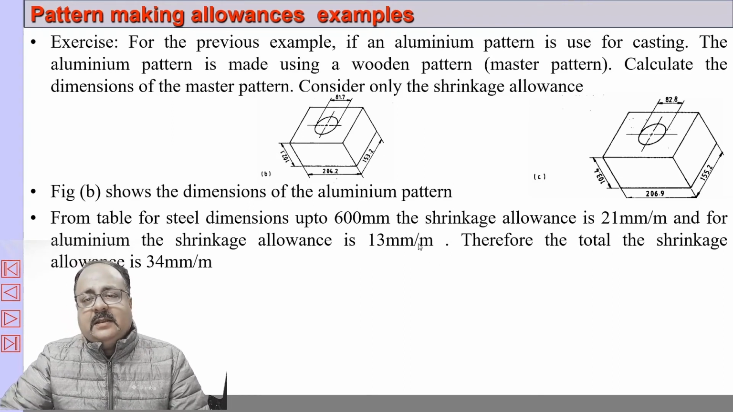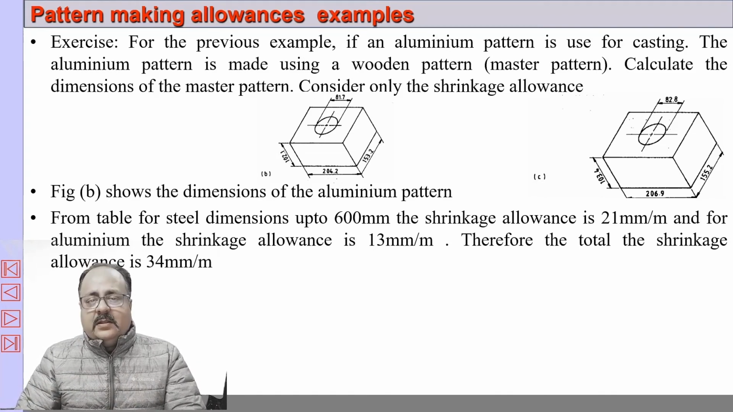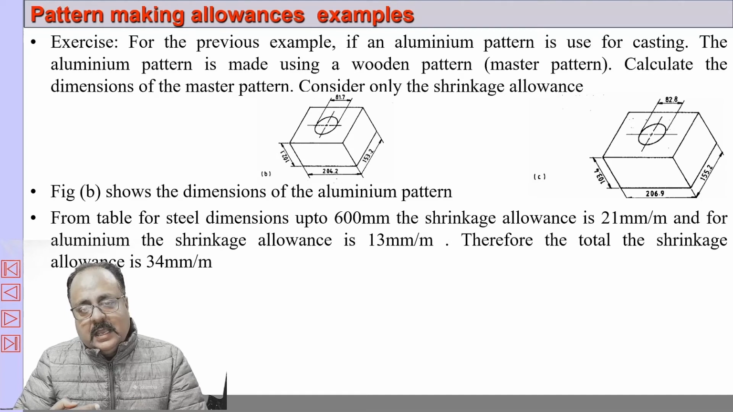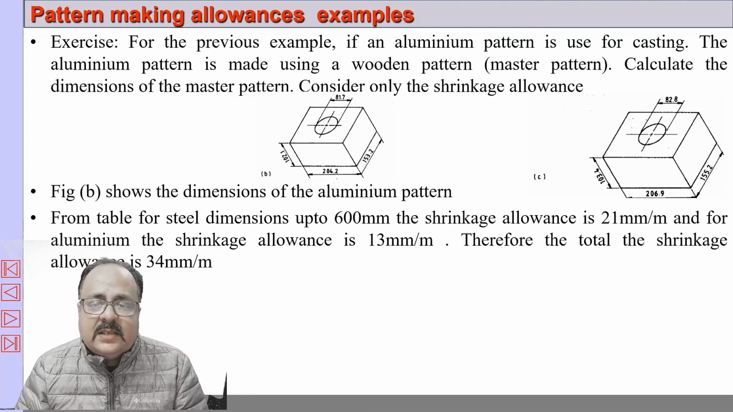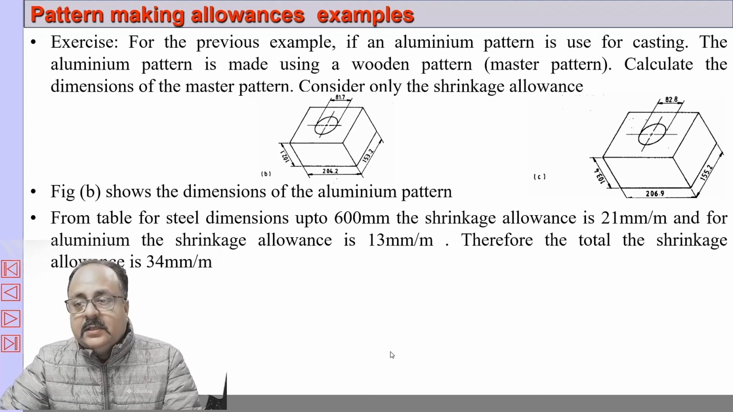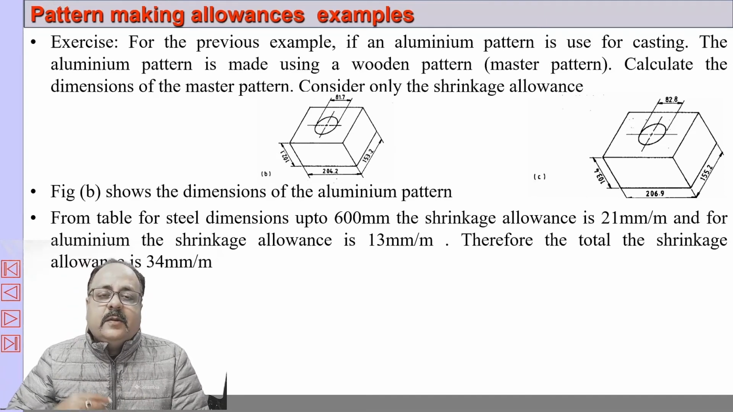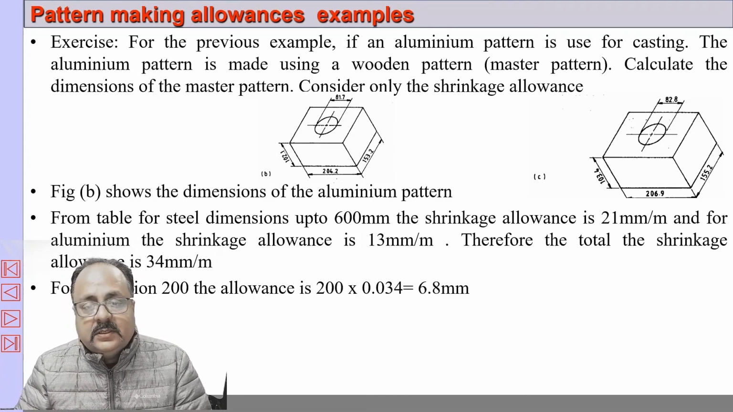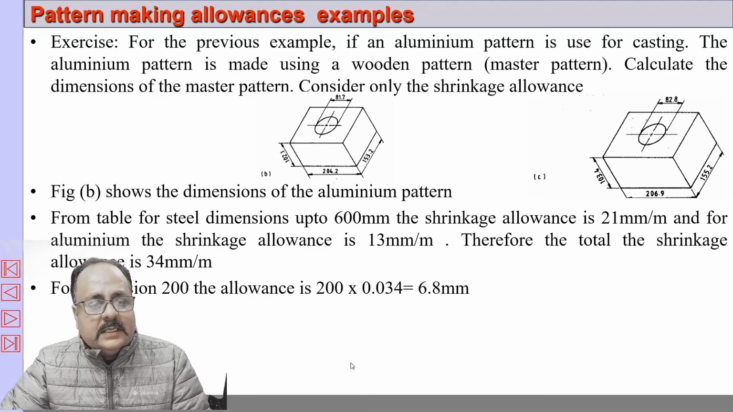So once you calculate the aluminum shrinkage, then you can add the steel shrinkage, or directly you can add and do it. It won't make much of a difference. So again, I have told you, casting is a hit and trial process. So this 1 or 2 mm this side and that side doesn't matter much.